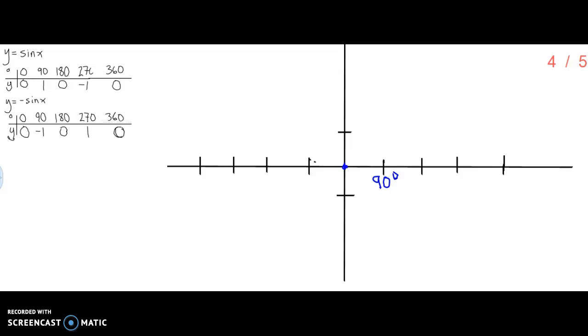So we're going to go to 90 degrees, and at 90 degrees we're at 1. At 180 degrees, we're at 0, 0. At 270, 360, we're back again. And this is going to keep oscillating through eternity. Think about it: at 720, you're going to be back at 0. So it's just going to keep repeating every 360.